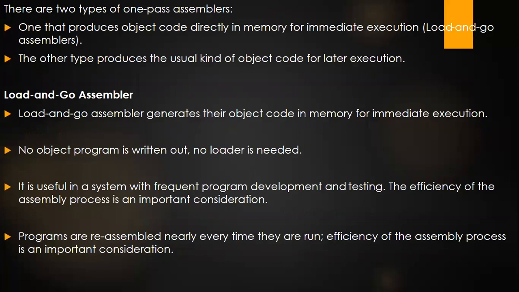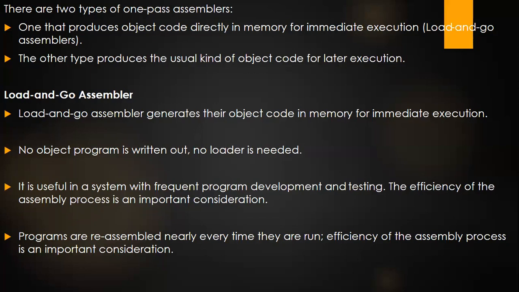Okay, up to now we did not know that there are two varieties of one pass assemblers available. They are much similar, but the working principle is a bit different. One produces object code directly in memory for immediate execution. So wherever the program is available, there itself we are going to generate the object code.